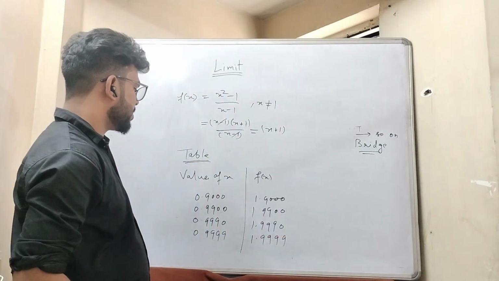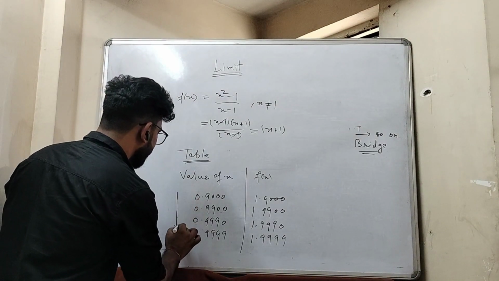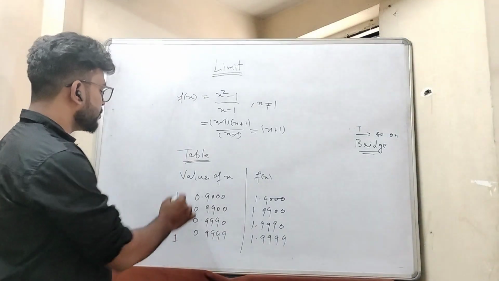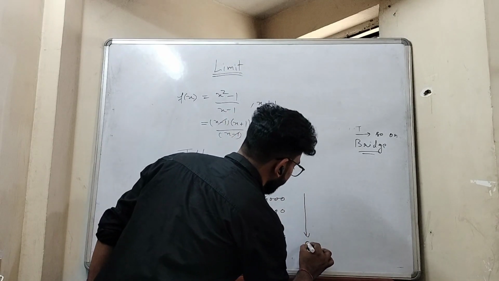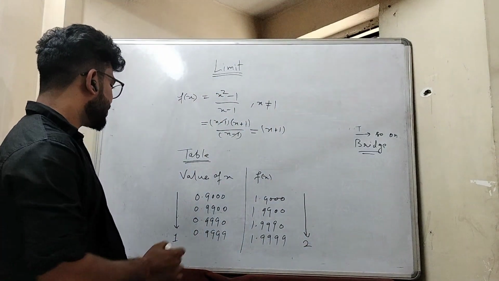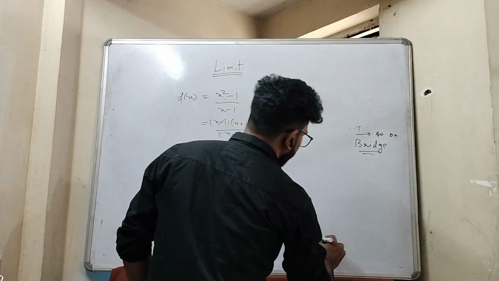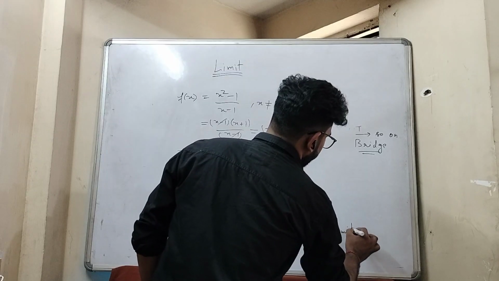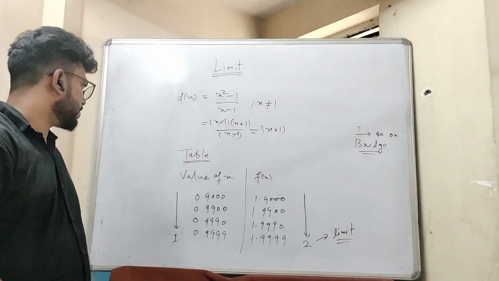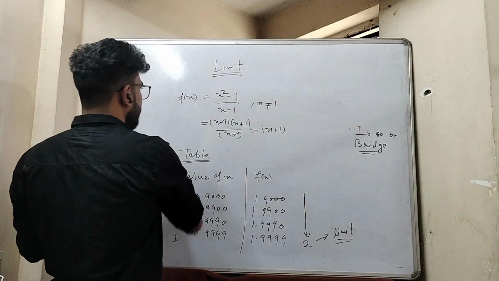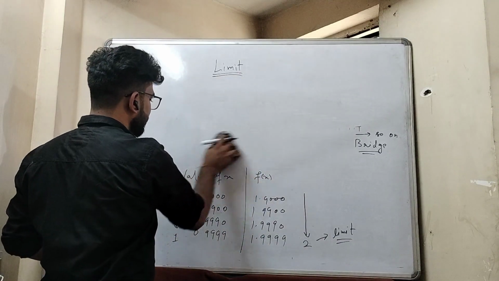1.9999. From this table you can see, as my value of x approaches the point 1, my function value approaches the point 2. As the value of x approaches point 1, the function value approaches point 2, and this is called limit. So this is just the idea of the limit, what happens when we find the limit of a function.